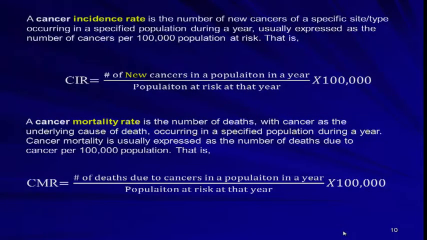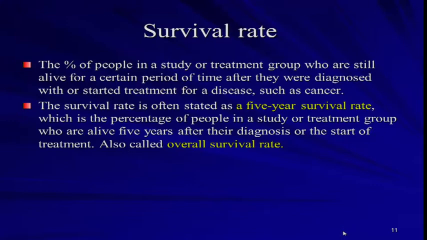Then, like cancer incidence, for example, new cancer cases in the population at risk in that year, we usually multiply by 100,000. Since cancer cases are not that frequent, we use 100,000 times the number here. Cancer mortality rate is the same thing: the deaths due to cancer in a year over the population at risk in a year, also times 100,000. Then I'm going over the concepts for now. I'll give you some recall.